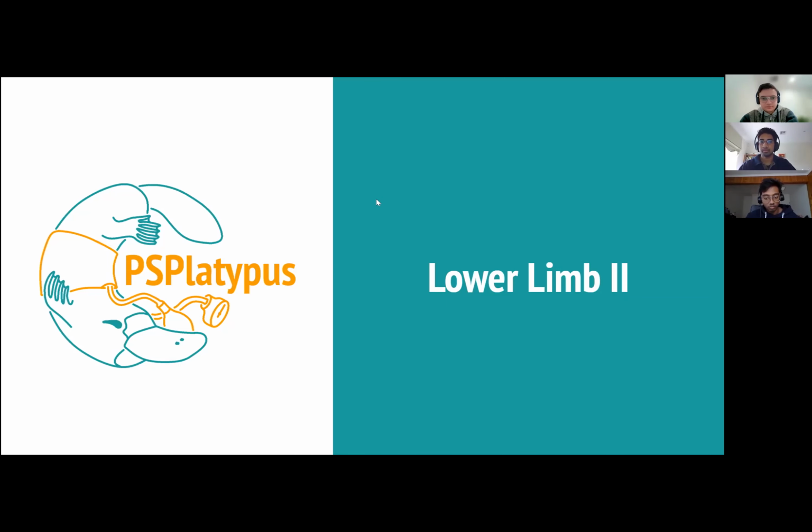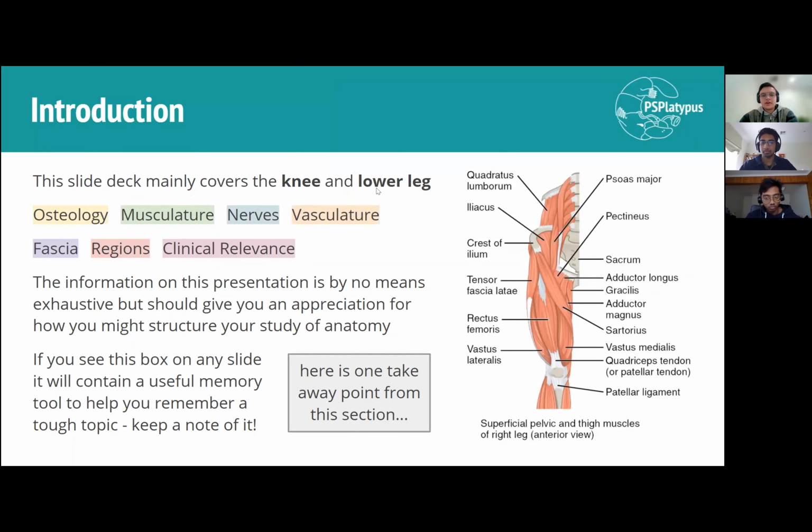So lower limb 2. We're going to be focusing a bit on the knee and the lower leg now. And these are going to be sections that, again, will draw upon your knowledge from last week. We're going to be using the same sort of style. So we'll talk about bones, muscles, nerves, maybe not so much vasculature because it's more of a big picture thing. And I'd recommend that at the end of our entire section on the lower leg, you draw out all the different blood vessels so that you have an idea of how they relate to all these different regions.